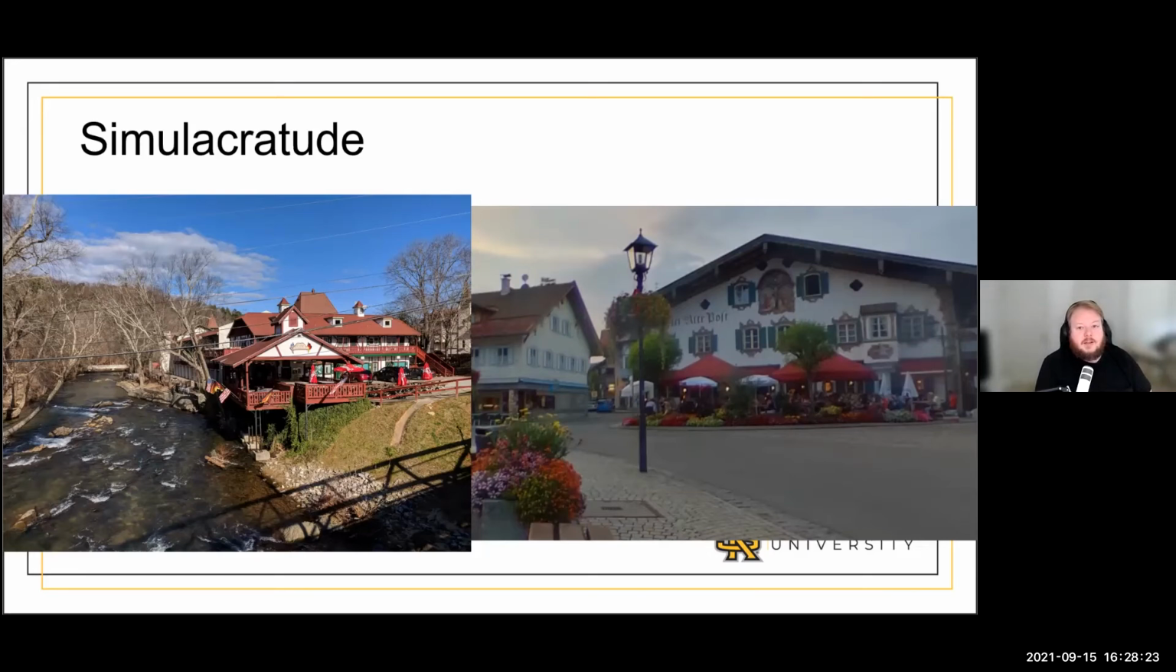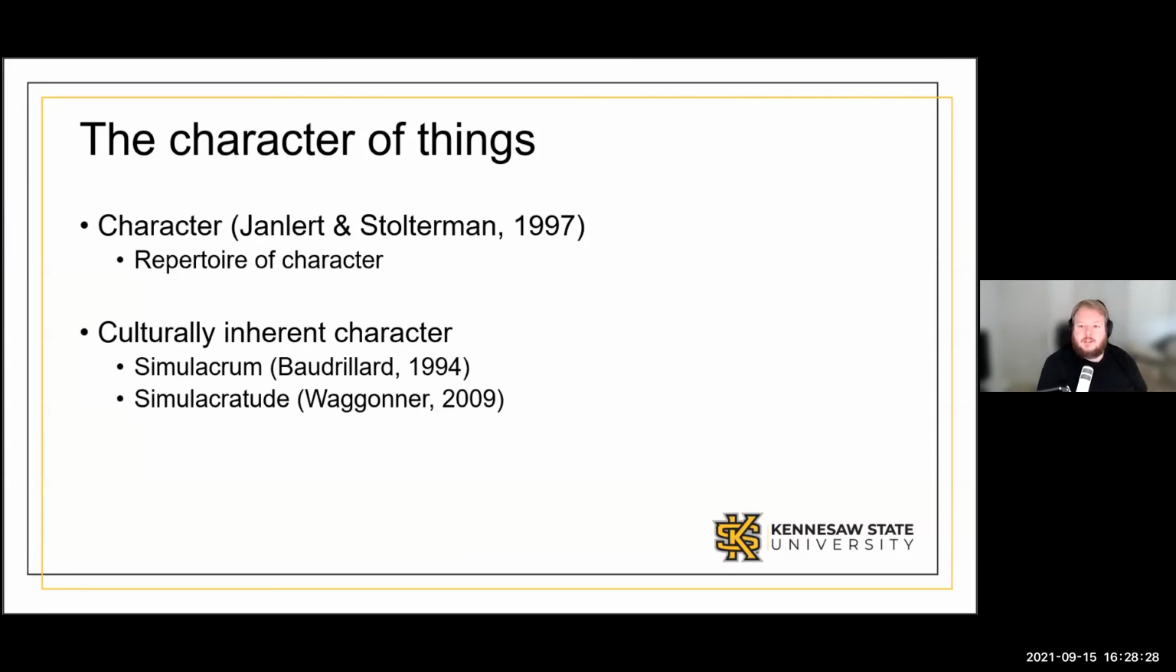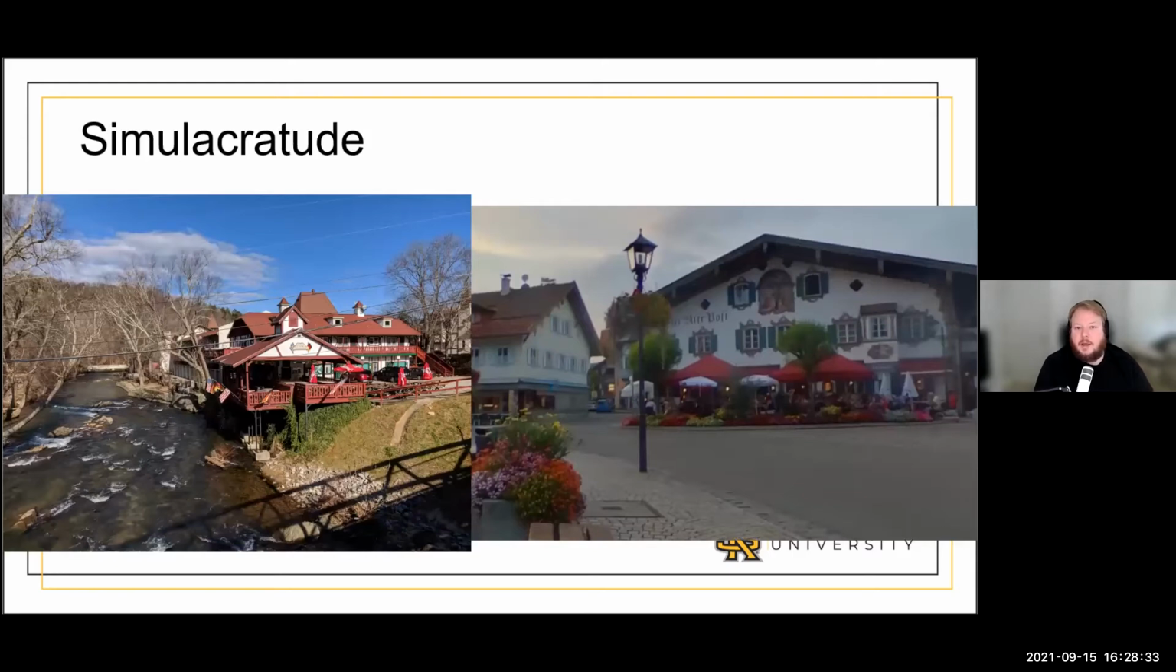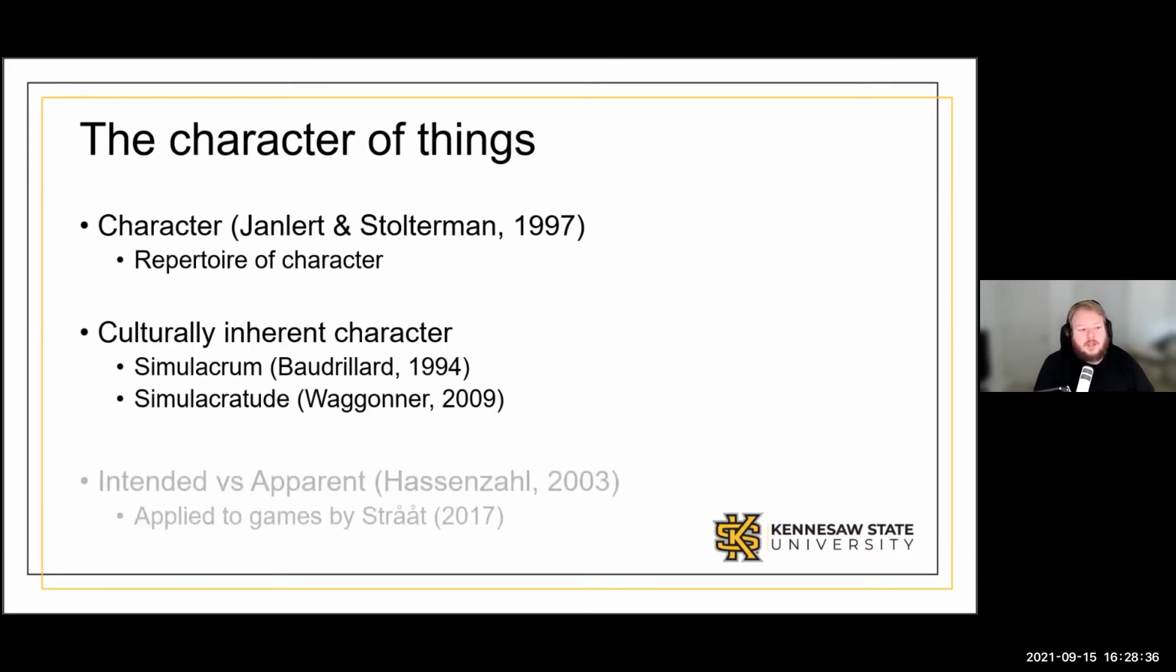So this whole idea of culturally inherent character is something we carry into our evaluation. And the interesting thing about Helen and Oberammergau here in the example is that there's an intended versus an apparent product character. So Hassan Saul talked about this. When you design something, you create a product that's intended to look a certain way, but when it ends up in the hands of users, they're going to take that product and go like, "Oh, this is what it is," and it may be something completely different from what you intended. This has been transferred to games by Björn Stroll, who's also at DSV.